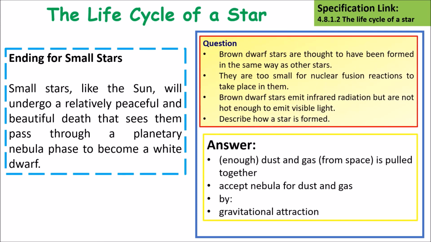We look at this question. Brown dwarf stars are thought to have been formed in the same way as other stars. They are too small for nuclear fusion reactions to take place in them. Brown dwarf stars emit infrared radiation but are not hot enough to emit visible light. If we're looking at describing how this star was formed, same as we were talking about before, you'd still have to have enough gas and dust that's probably come from some sort of nebula that's been attracted into a mass in the centre by gravitational attraction.